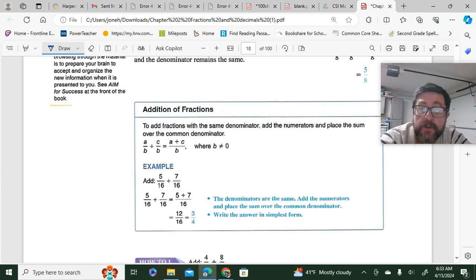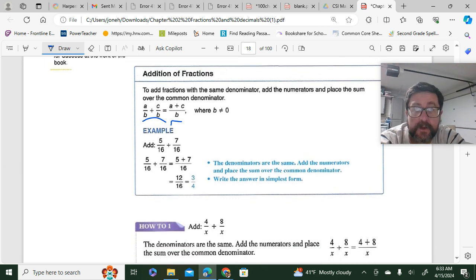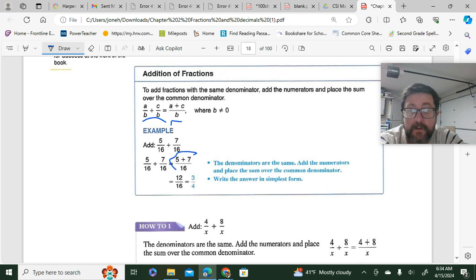To add fractions with the same denominator, add the numerators and place the sum over the common denominator. So if you have b as your common denominator, your answer is going to have b. Your solution will be a plus c, or whatever your numerators are. Right here in the example, it shows 16 as being the denominator, and you have 5 plus 7. So you go 5 plus 7 over 16, and that ends up being 12 over 16.